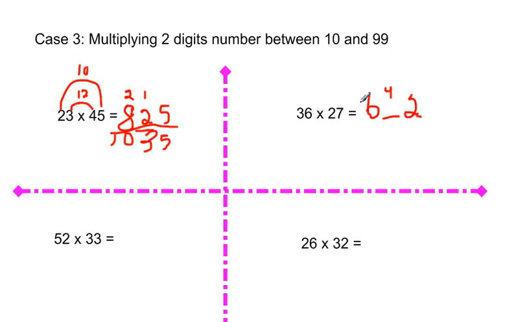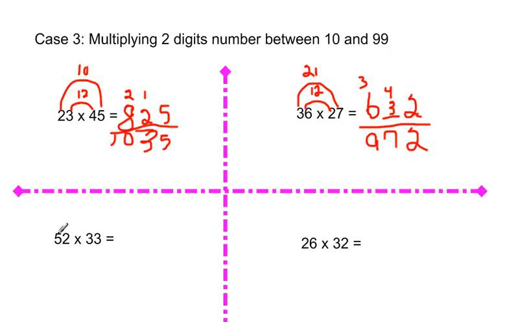To find my middle term, I'm going to use what's called the rainbow effect. I'm going to take 6 times 2, and that's going to give me 12. And I'm going to take 3 times 7, and that's going to give me 21. So when I add the 21 to the 12, I'm going to get 33. So I'm going to put down this 3, carry this 3, and combine everything together. So my answer is going to be 972. I think this is such a cool technique. So let's try another one.